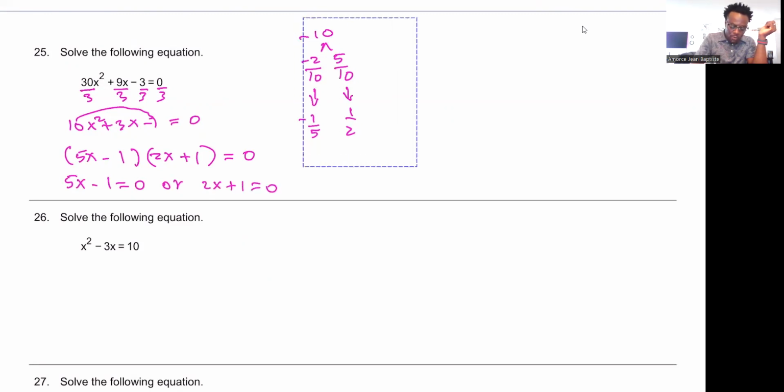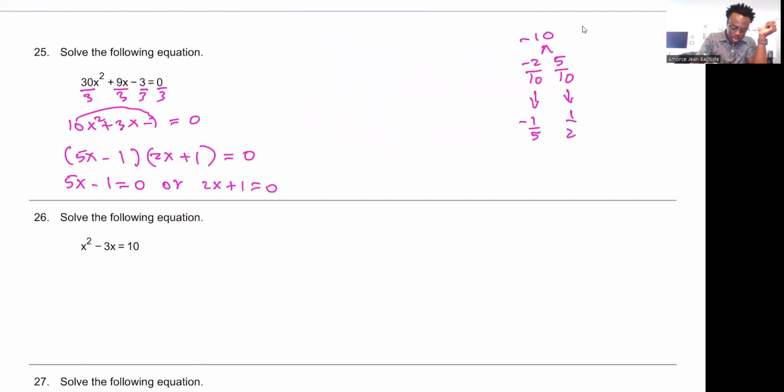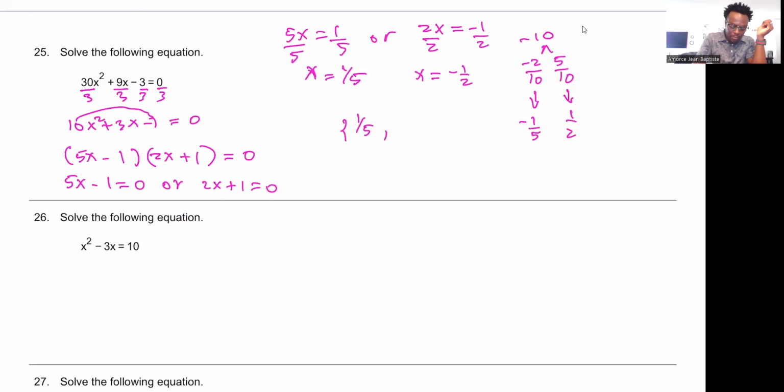And then go ahead and solve each of these equations. So add 1 for the first one, 5x equals 1, divide by 5, x equals 1 over 5. And then the second one, subtract 1, you get 2x equals -1, divide by 2, you get x equals -1/2. So your solution set is 1/2, 1/5, and -1/2.